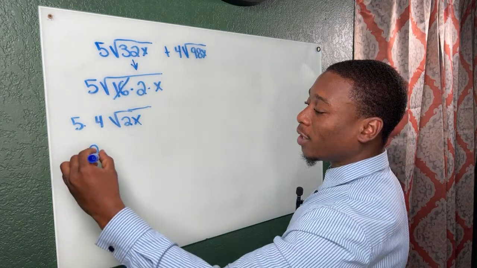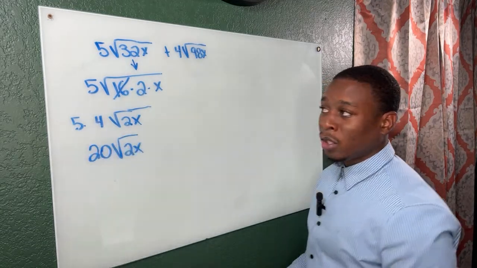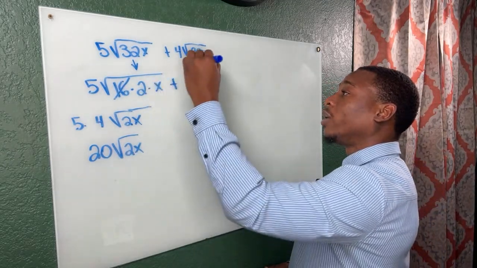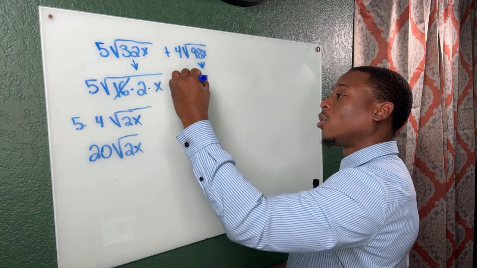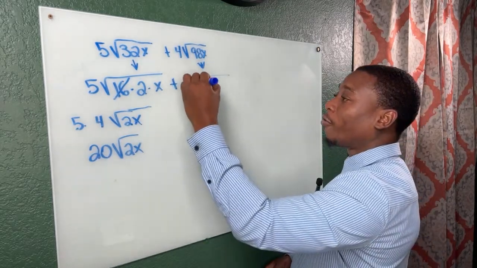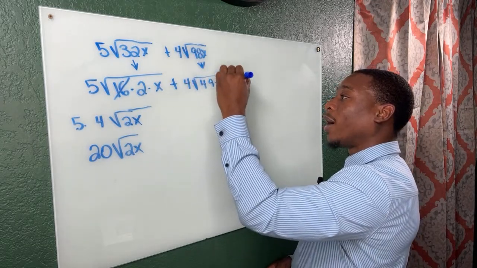And then when we finalize, this is 20 radical 2x. So we're done with the very first radical. Now we go to the second one, 98x. So when we break down 98, let me see, what did I use? Oh yeah, we have 49 multiplied by 2 multiplied by x.